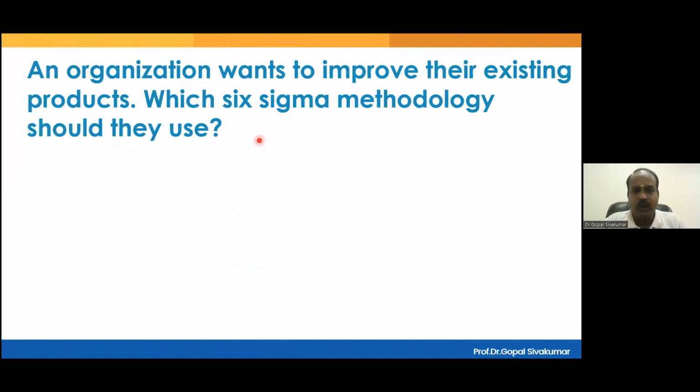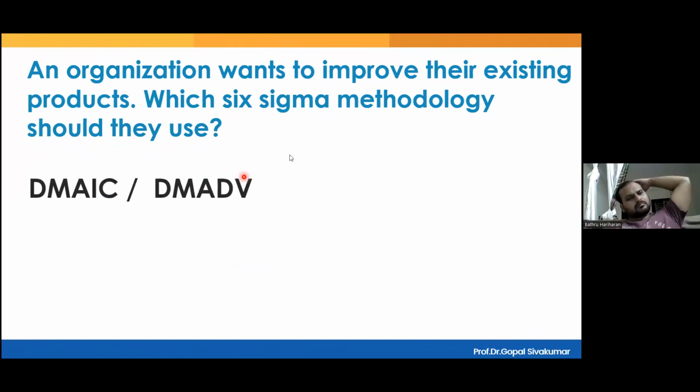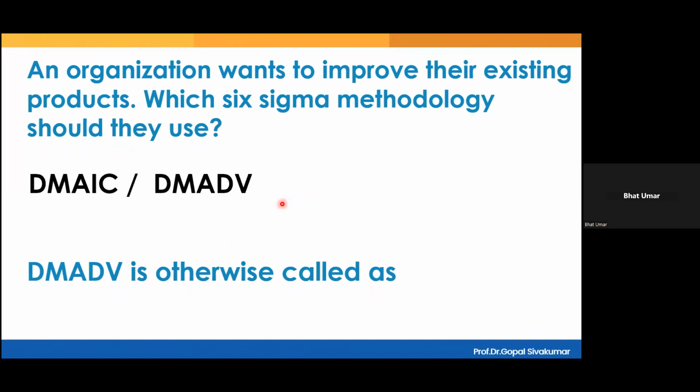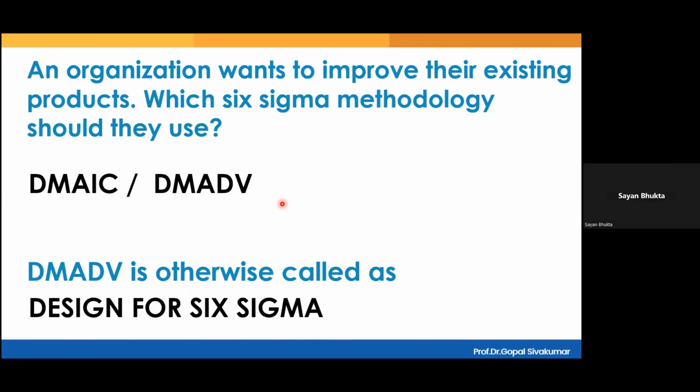An organization wants to improve their existing product. Which methodology should they use? DMAIC. You are using DMADV for developing a new product. What is it known as? DFSS. Very good. Be louder. Design for Six Sigma.